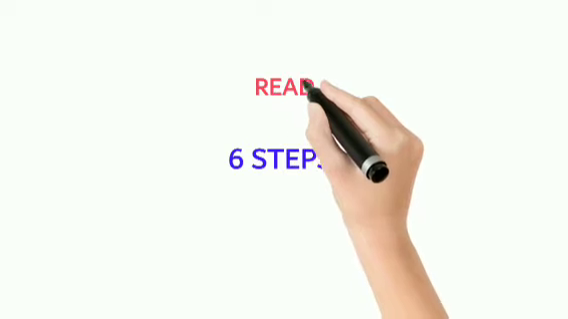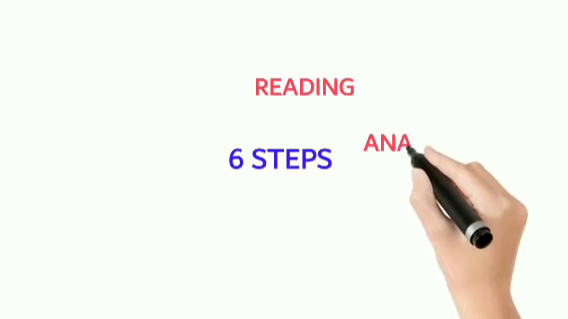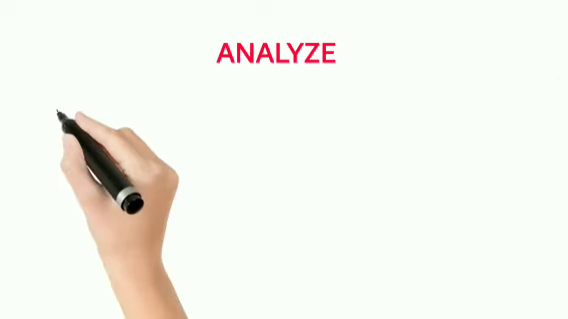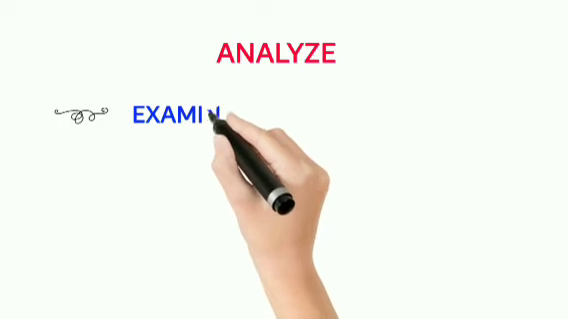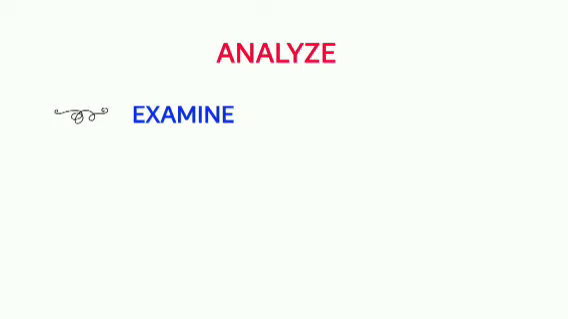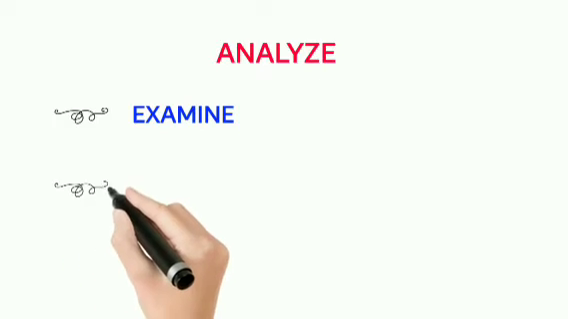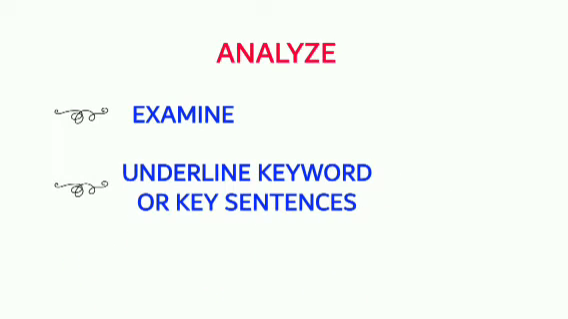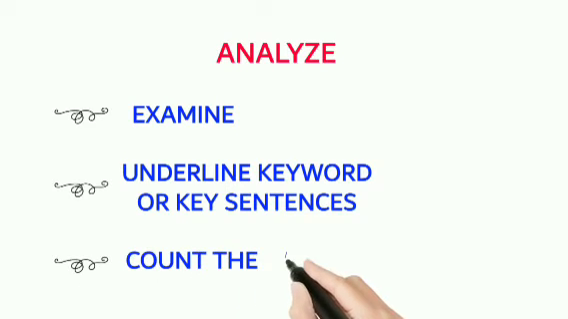Now let's learn how to write a Precis. There are 6 steps that we need to follow while writing any Precis. Step number 1, reading. First, read the passage carefully several times. Understand clearly its main theme or general meaning. Step number 2, analyze. Examine the passage in detail to make sure of the meaning of each sentence, phrase, or word. Underline or highlight important keywords or key sentences. Count the words in the passage.